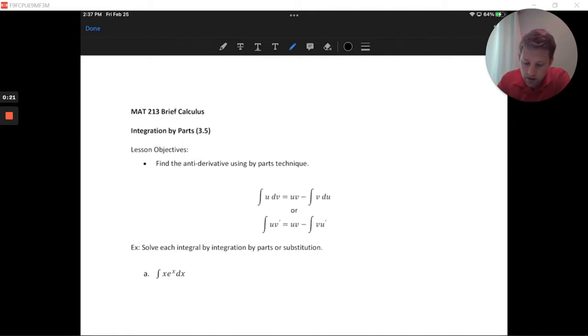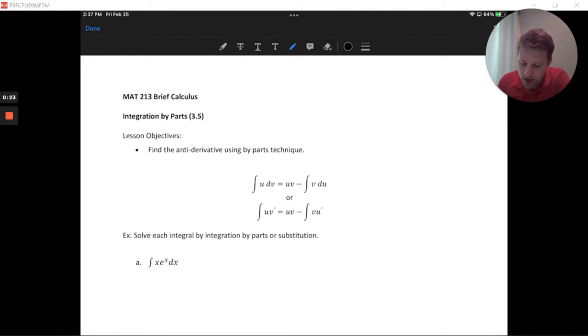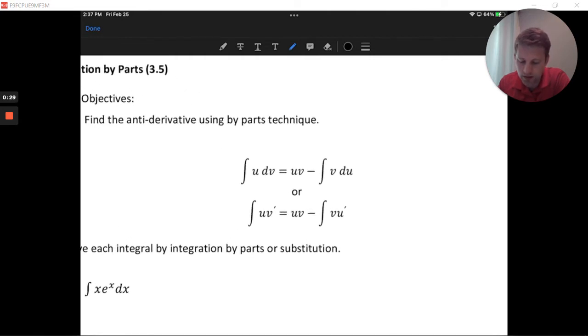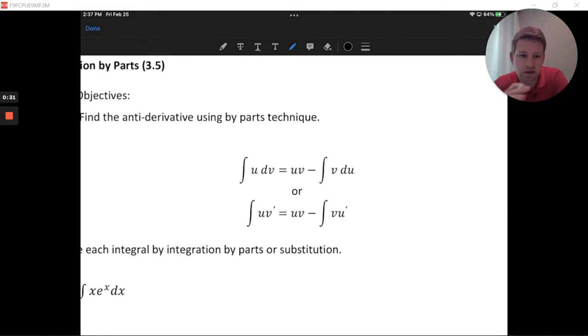So at the beginning of this video, let's just take a look at the definition of this integration by parts technique. It's going to be using u's and v's, but it's going to be a little bit different than our u substitution that we did in our last section. So we want to make sure we have a different category for these types of integrals.